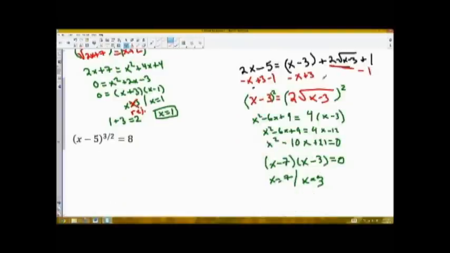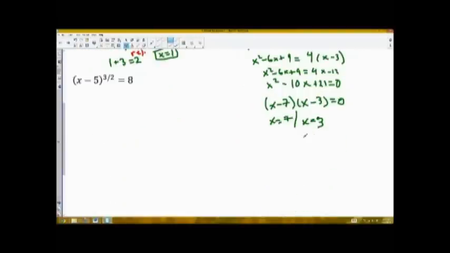So it looks like both of my answers checked. So those will both be solutions. So my final solution set is x equals 7, x equals 3. Final answers. Both checked, both are solutions.